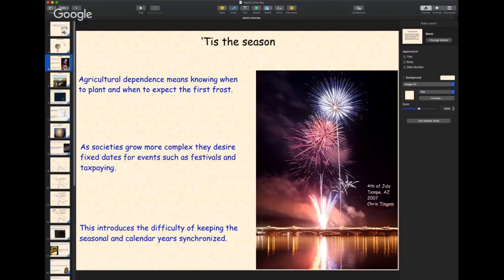But as societies grow more complex, they want fixed dates for things like festivals and tax paying. So the 4th of July, Halloween coming up, April 15th to pay your taxes, your birthday. They want fixed dates, and that immediately introduces the problem of keeping the seasonal years, that is the time that the sun says it is, in sync with the man-made calendar that you wish to impose. And you don't want those to get out of sync.